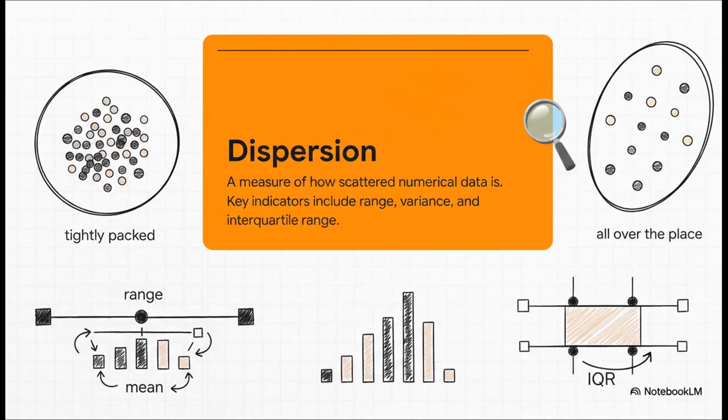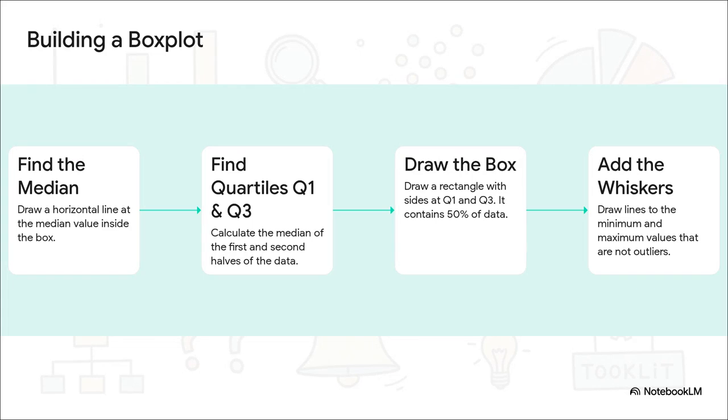But here's the thing. Knowing the center is only half the story. You have to measure the spread, or what statisticians call dispersion. This tells you if your data is all clustered together, like our set X, or if it's all over the map. And we have tools, like variance and the interquartile range, that put a hard number on just how spread out things are. And you know what? There's an amazing way to see that whole story, center and spread, all in one picture.